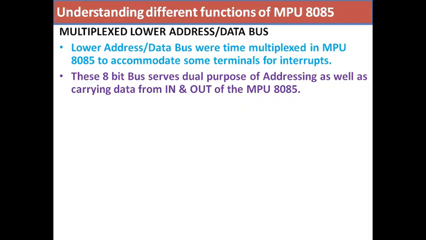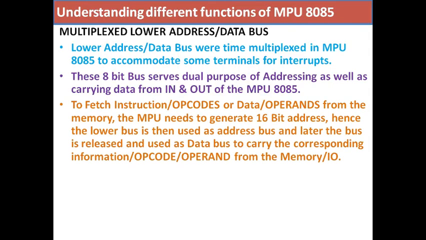Okay, this 8-bit bus serves dual purpose. One can be used as addressing, the other can be used as carrying data both in and out of the MPU 8085. Now, to fetch instructions, that is the operational codes or operands from the memory, the MPU needs to generate a 16-bit address.